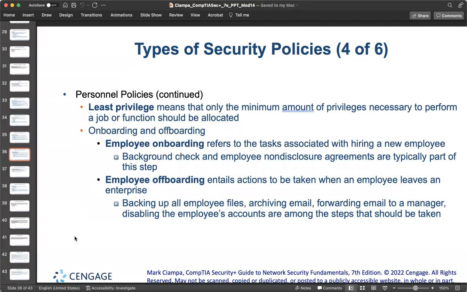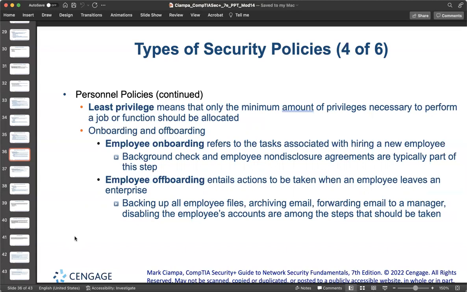We do have the least privilege policy, which means that only the minimum amount of privilege necessary to perform a task should be allocated to a user. So they should not be able to do anything more. If they're supposed to just check the emails, you should not allow them to use Internet Explorer or something like that. Just let them use the Outlook for communication and close all other communications to Internet on their devices beside the Outlook.